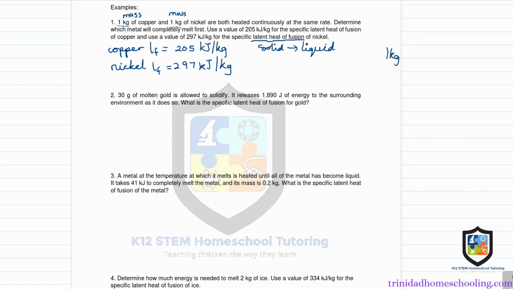1 kilogram of feathers is equal to 1 kilogram of flour. Okay, 1 kilogram of whatever it is, no matter what it is, the same amount. So just keep that in mind. Now we want to know which one is going to melt first. Now how much energy does it take to melt? Now do you remember what your definition is for specific latent heat of fusion?